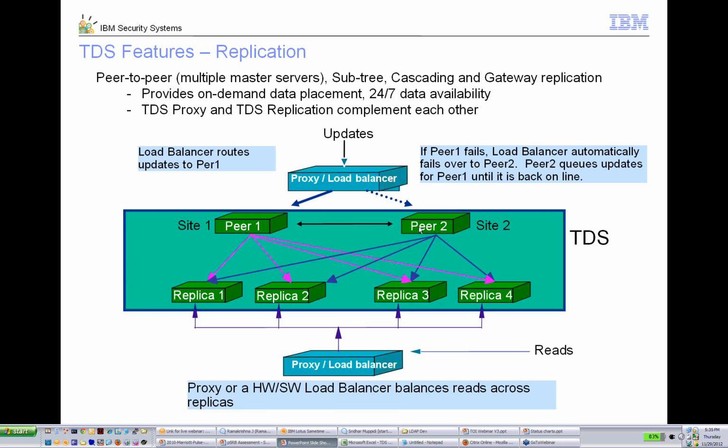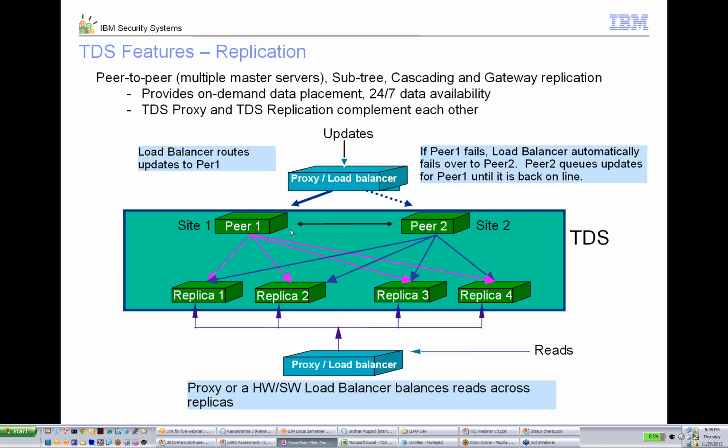When another peer server has gone down and is not available, the peer that is getting the updates will queue up all these updates, and when the server comes up, it will replicate all those queued updates to the server, right? So this will ensure the data synchronization between the peer servers. It will also ensure that the updates are handled in a fault tolerant way.